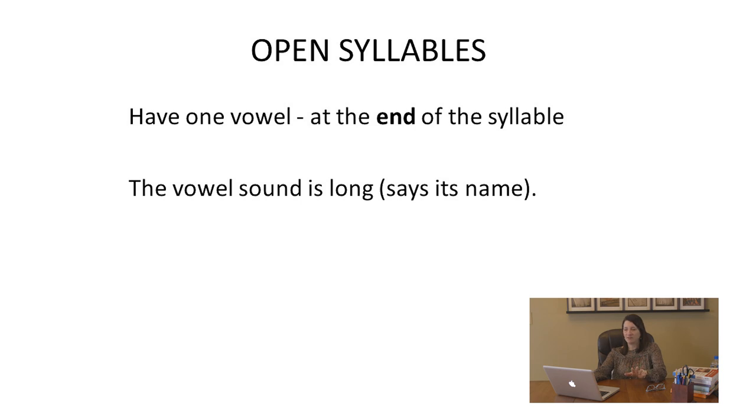Open syllables, they're the opposite of closed syllables. Once again, they have just one vowel, but this time the vowel is what ends the syllable. It's not closed in by a consonant. It's open. So as a result, the vowel has confidence. It's not intimidated by any consonants bullying it or closing it in. It can say its name. Okay, one vowel at the end.